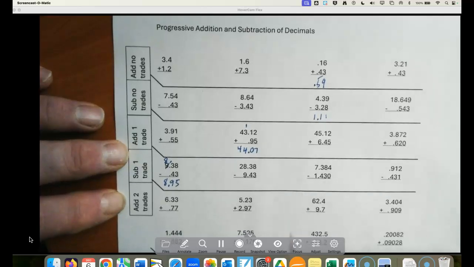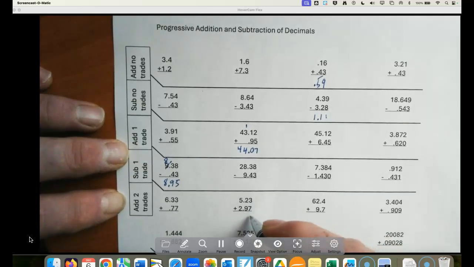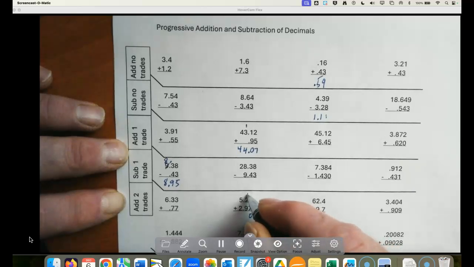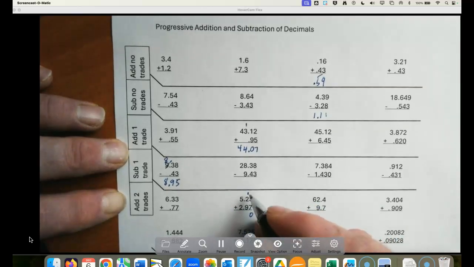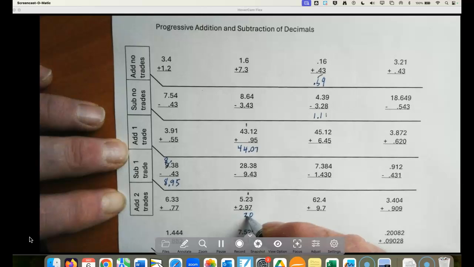In this section, you're going to have problems where you have to make two trades. So 3 plus 7 is 10. Here's your 0. There's your 1. There's our first trade here. So this is 1 plus 2 is 3. Oh boy. 3 plus 9 is 12. Here's your second trade. So here's the 2 and here's the 1.